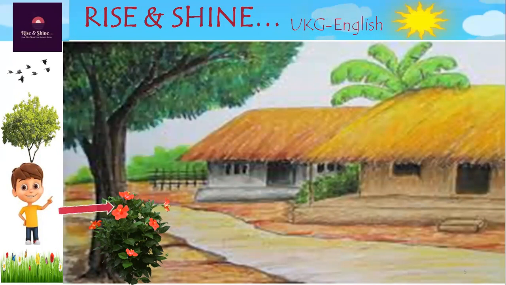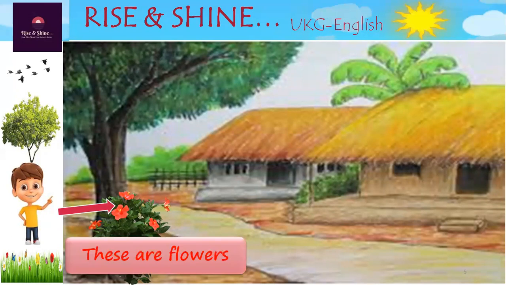Now about these flowers. So he says, these are flowers. Why these? Because flowers are near to him, but it is more than one in number. It is the plural of flower, that is flowers. So he says, these are flowers.